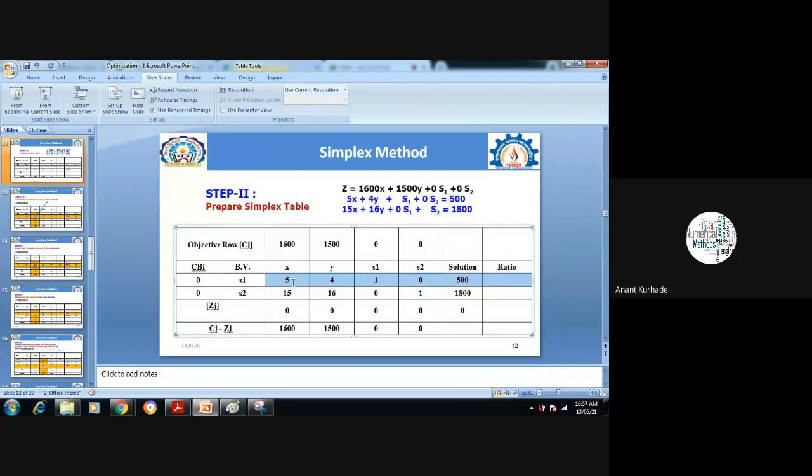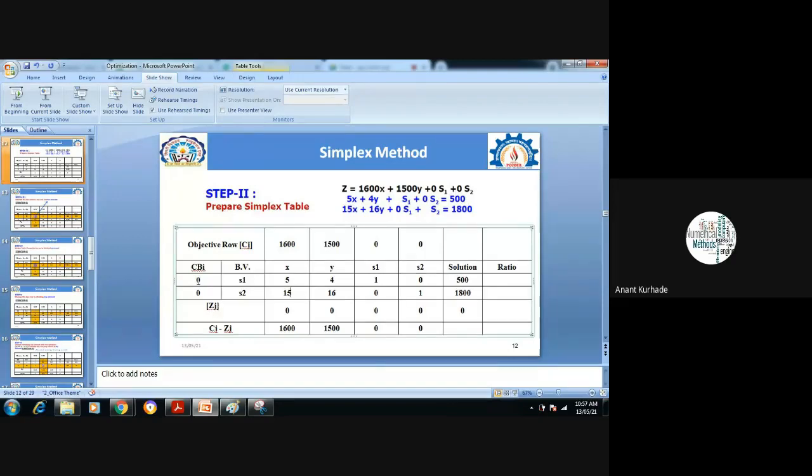constraint put here as it is: 5x plus 4y plus 0s1 plus 0s2 is equal to 500. Next one, 15x plus 16y plus 0s1 plus 1s2 is equal to 1800. Now then calculate Zj. Important. Note this somewhere, or write down here only.